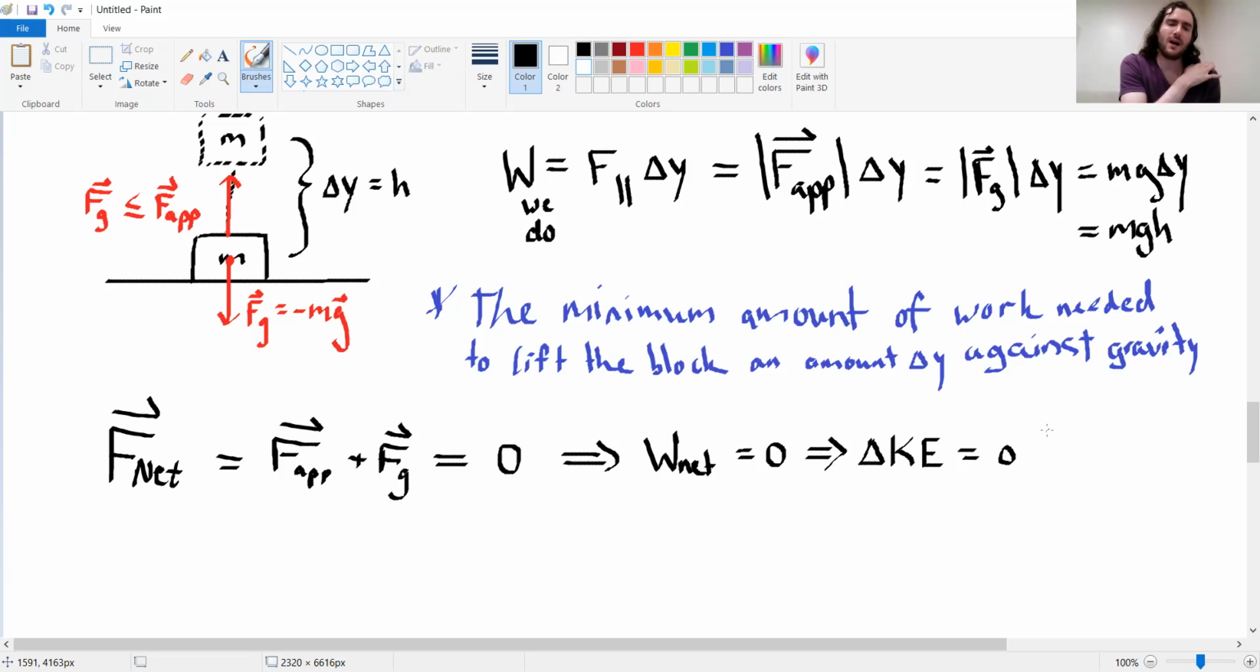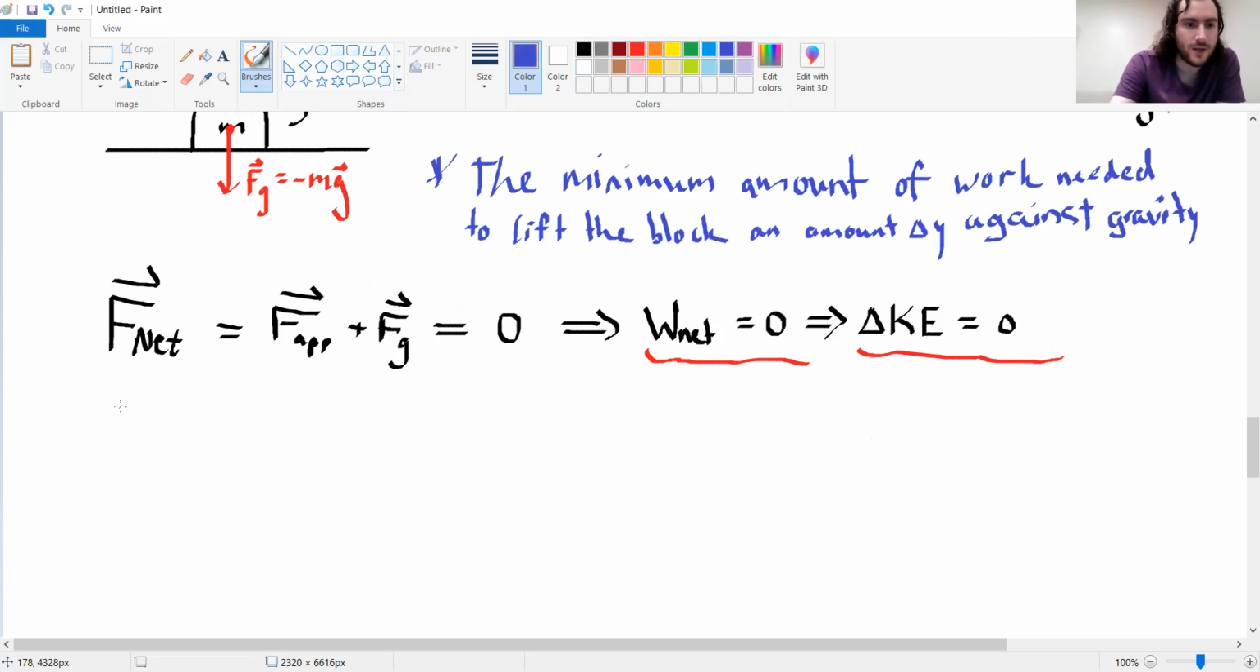So with this in mind, we don't gain any information about this system because the net work is 0 and the change in its kinetic energy is 0, but the state of the object has changed. It's now no longer on the floor, it's all the way up in the air, a distance h. So how do we encapsulate that change in the state of the object's position? Well, we define a new kind of energy called potential energy. And in fact, this is potential energy for a specific case. So this is gravitational potential energy.